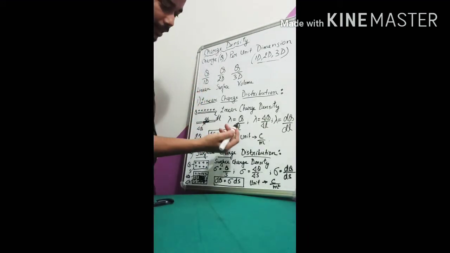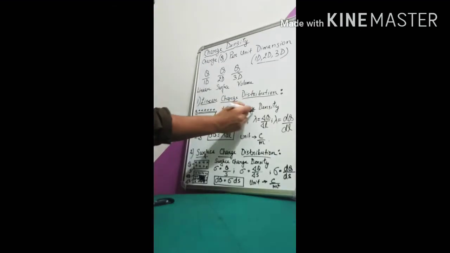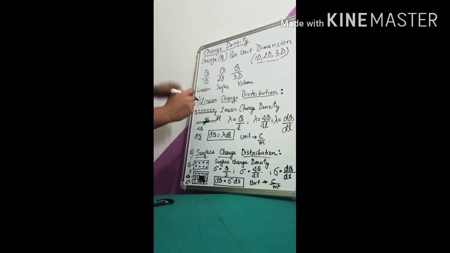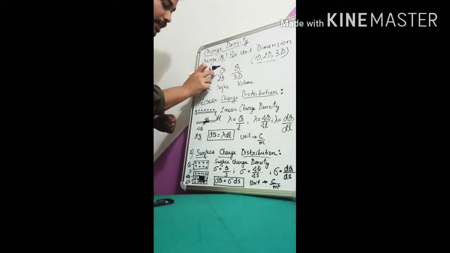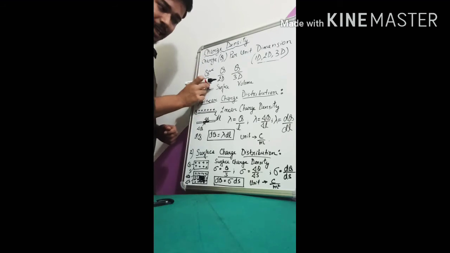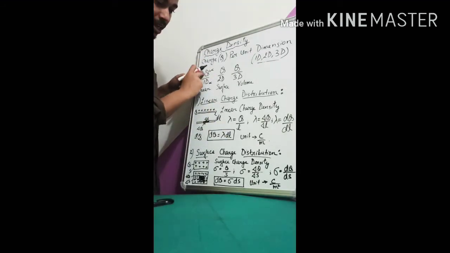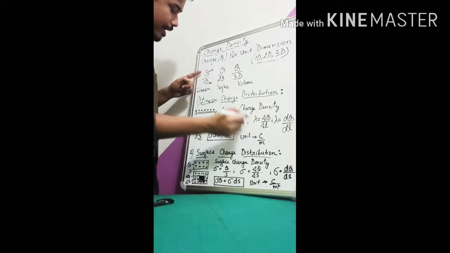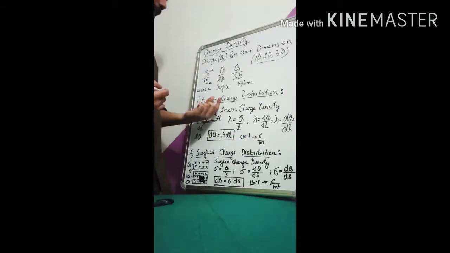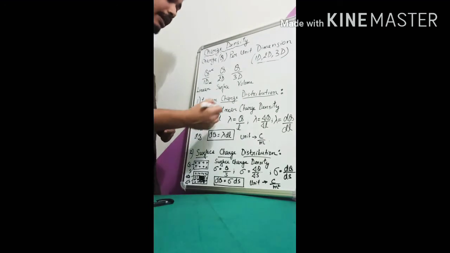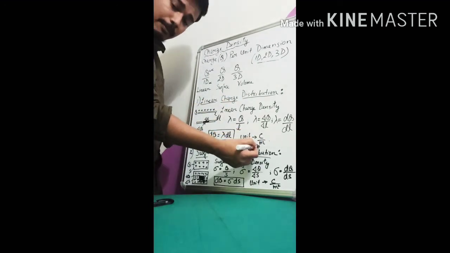Now what will be the unit of linear charge density? See, we have divided here the charge by one dimension. That means we have divided the total charge present in the conductor by its length. So for the charge we have the unit coulomb, and for the length we have meter. So what will be the unit of linear charge distribution? It will be coulomb per meter.